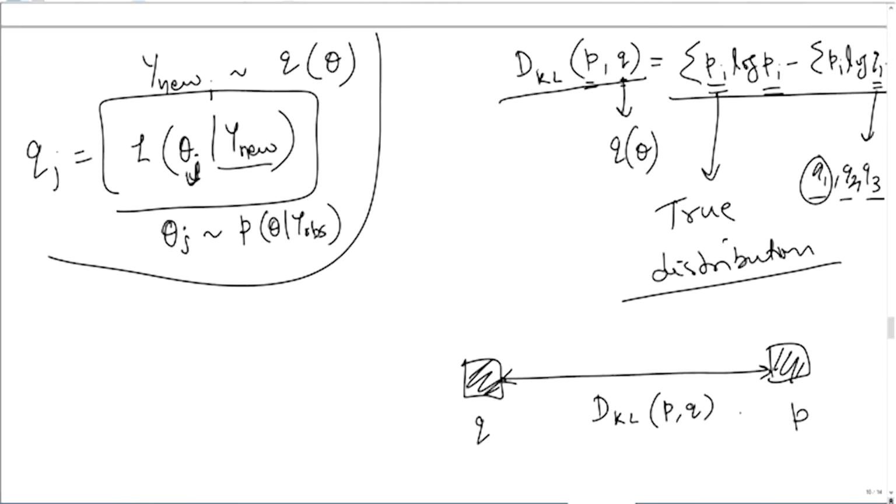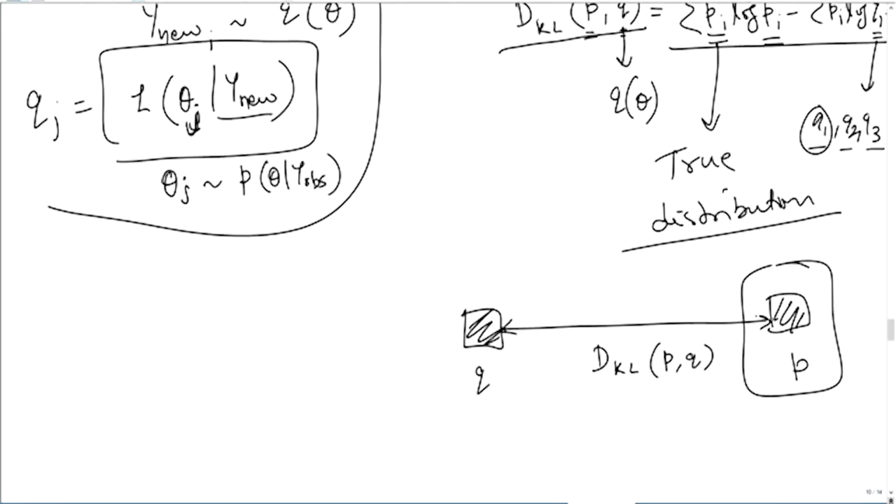But the problem here is that you do not know the true distribution of the data, right? So you do not really know these probabilities P1, P2, P3. You do not have access to this. That's why you cannot directly compute the KL divergence between Q and P.